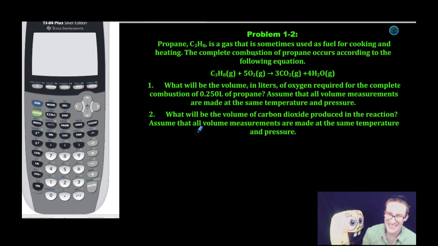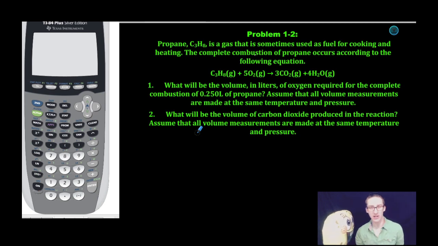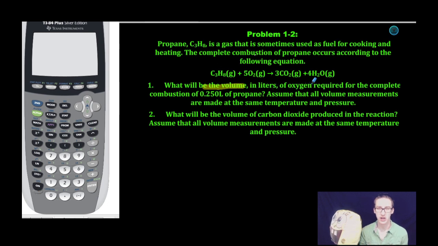We're going to do some quick stoichiometry problems here, starting with problem number 1 and 2. It says propane, C3H8, is a gas that is sometimes used as fuel for cooking and heating. Ooh, real life chemistry. I thought I was never going to use this. The complete combustion of propane occurs according to the following equation. Boom! Balanced chemical equation. My life is great. Question 1. What will be the volume in liters of oxygen required for the complete combustion of 0.250 liters of propane? Assume that all volume measurements are made at the same temperature and pressure.